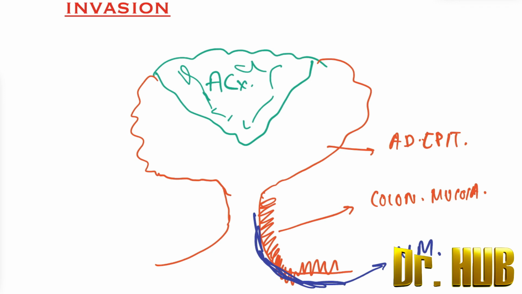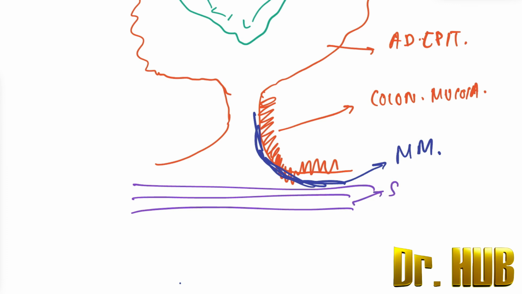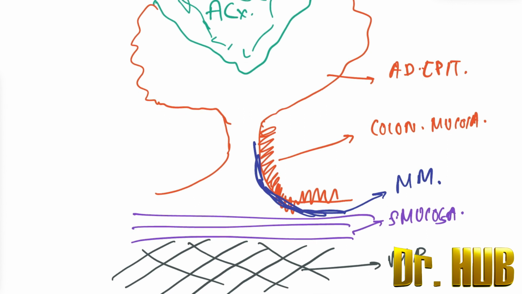Then this is the submucosa, that is the submucosa, and below that will be the muscularis propria. So let's partition the divisions.